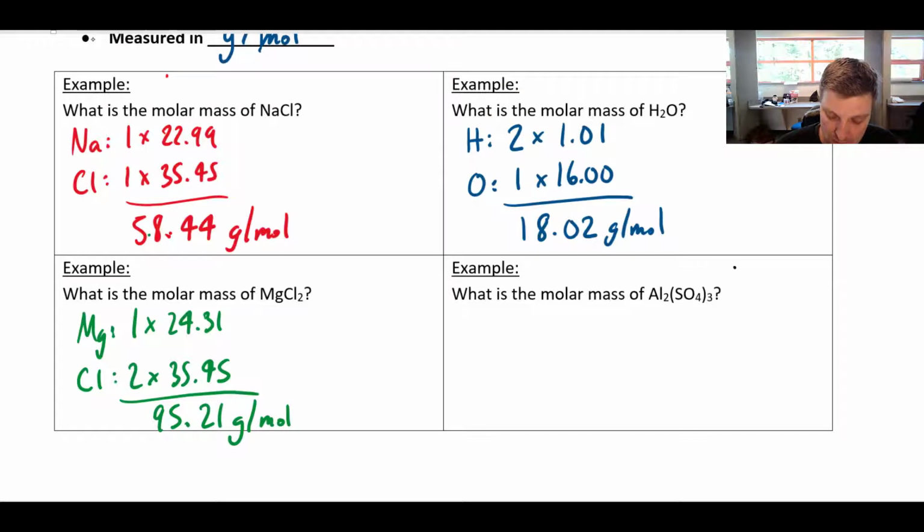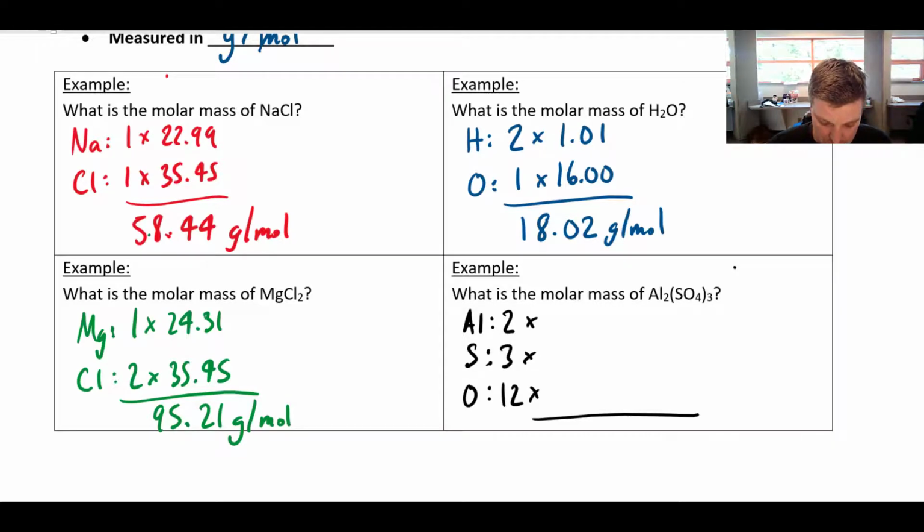And one last example here that gets a little bit complicated. So I've got aluminum sulfate. So let's count up our atoms first. There are 2 aluminum atoms, and then there are 3 sulfur atoms. And then for oxygen, I've got 4 times 3. That's a total of 12 oxygen atoms. So I need to multiply each of these before I add them all up.